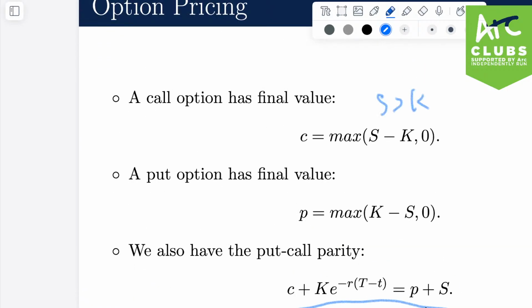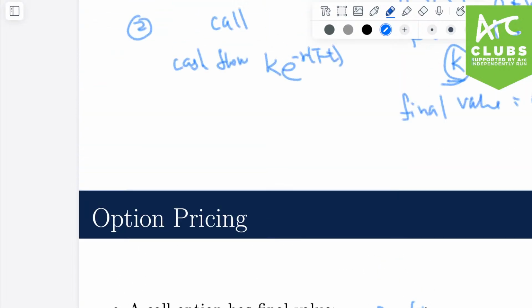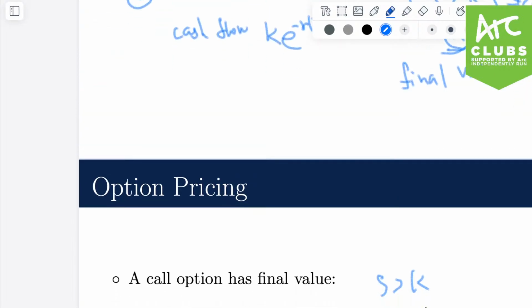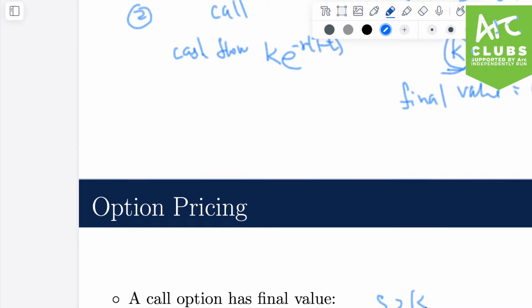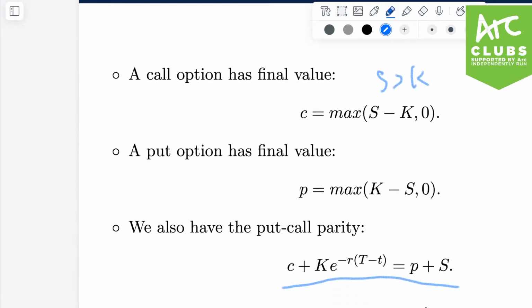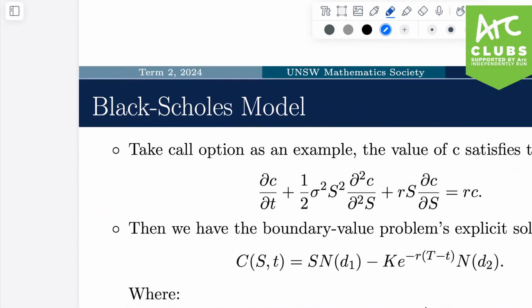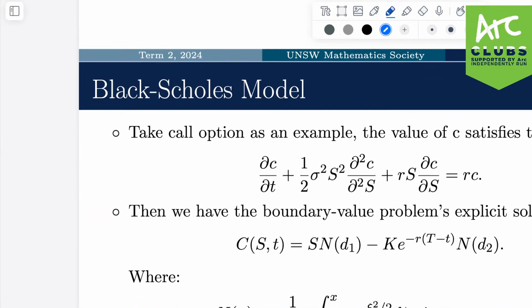So that's about option pricing and what a call and a put option are. I think in the final exam, they either only ask you for the call or only ask you for the put option. Next, we'll move on to the Black-Scholes model.